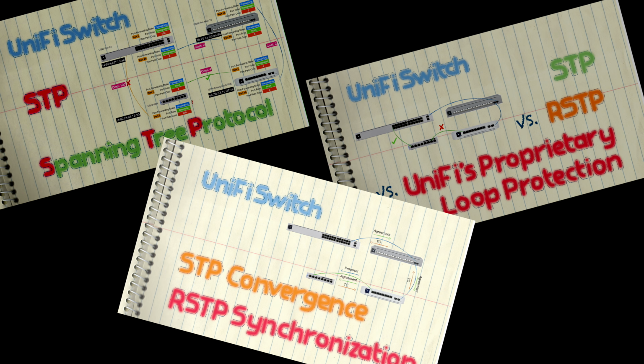This is the second video in my series about UniFi switch loop protection. In this video, we will be focusing on STP convergence and its comparison with RSTP. Convergence time means how much time it will take for the network to adapt to topology changes.